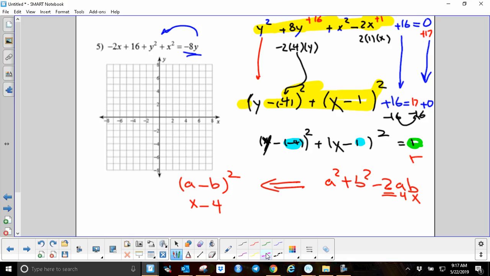This is x. So 1 right there. And then you go 1. Those are your radiuses. Looks like an octopus.